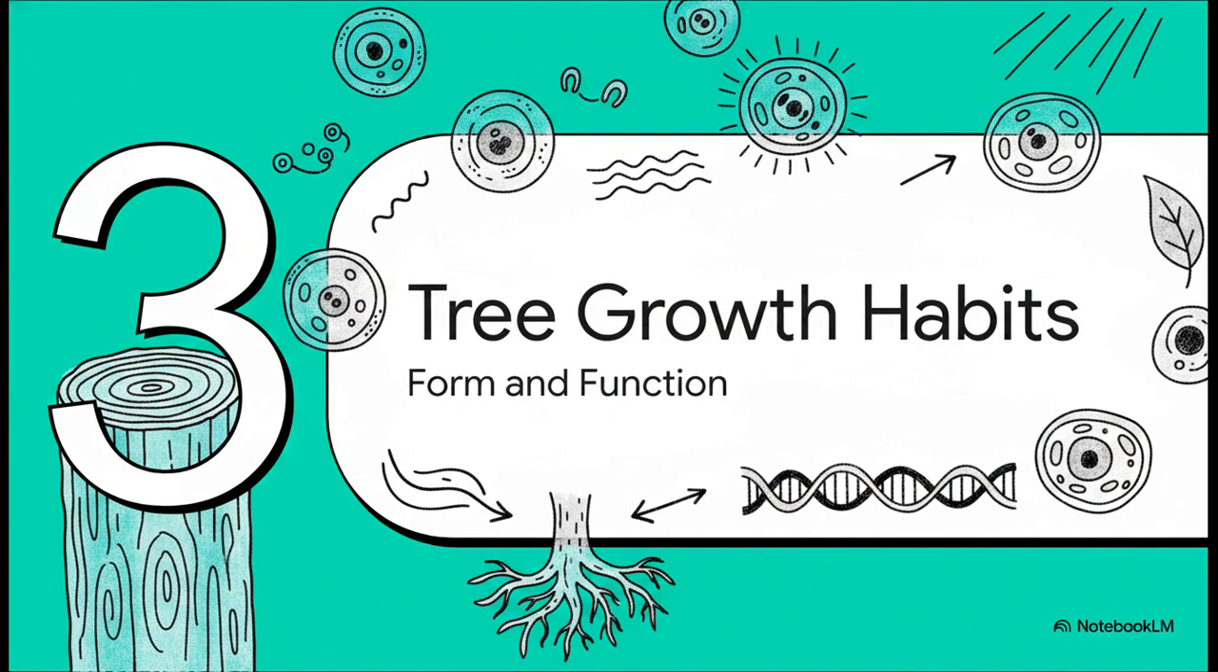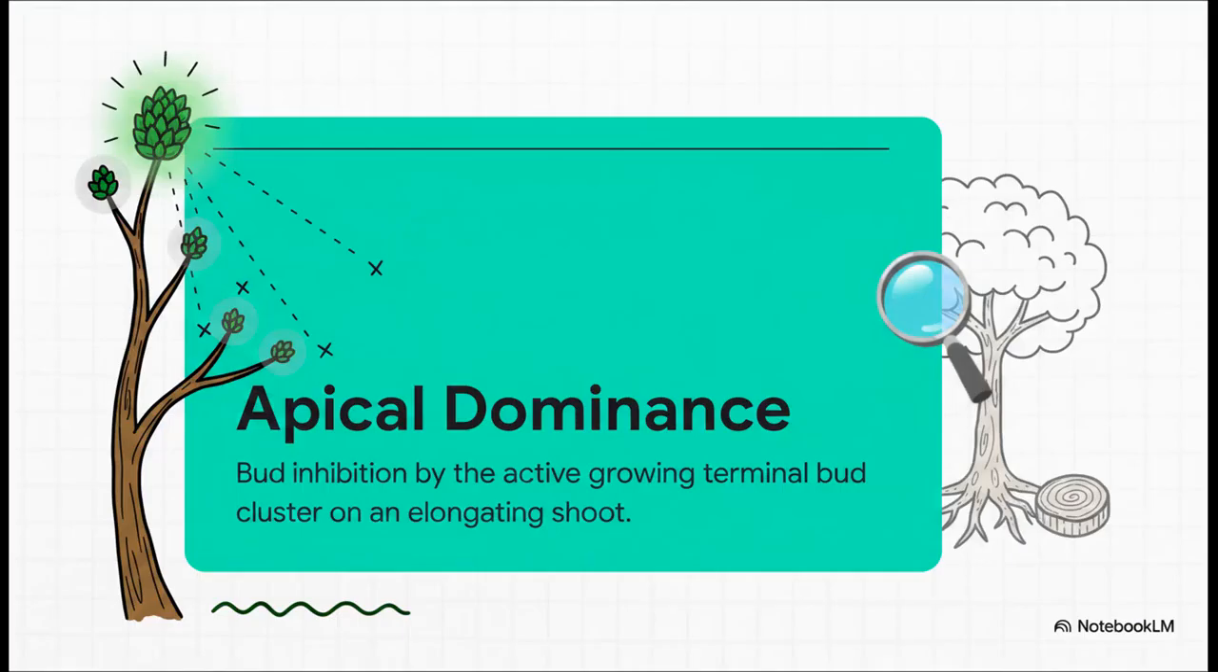Section 3, understanding tree growth habits, focusing on form and function. Now let's zoom in a bit to the micro level and examine the fundamental biology that dictates how our selected trees will actually grow. Okay, the absolutely crucial concept here is apical dominance. This is the bud inhibition by the active growing terminal bud cluster on a currently elongating shoot. It sounds technical, but it's basically a biological mechanism driven by plant hormones that ultimately dictates the tree's natural architecture.